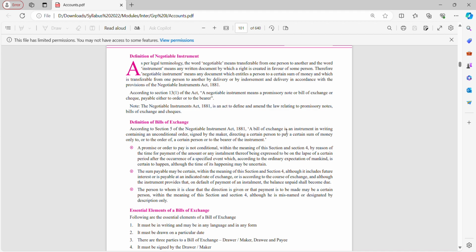But if you have credit sales, it will come into picture. So according to Section 5 of the Negotiable Instrument Act 1881, a bill of exchange is an instrument in writing containing an unconditional order signed by the maker directing a certain person to pay a certain sum of money only, or to the order of a certain person or to the bearer of the instrument. So whoever is the holder of the instrument, that person will get the money. That is a bill of exchange. I'll take a pause, a quick read till here, then we'll go for the next 3 points.